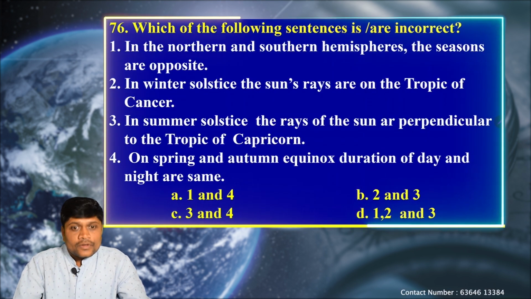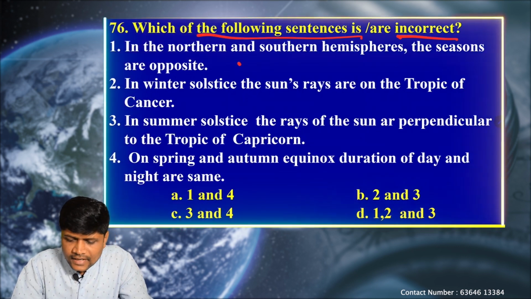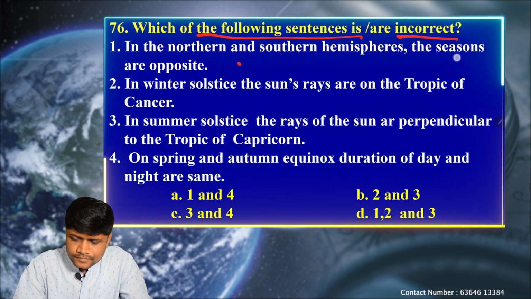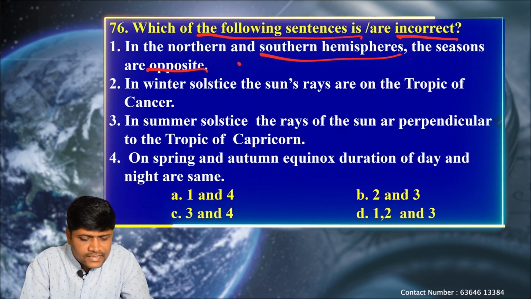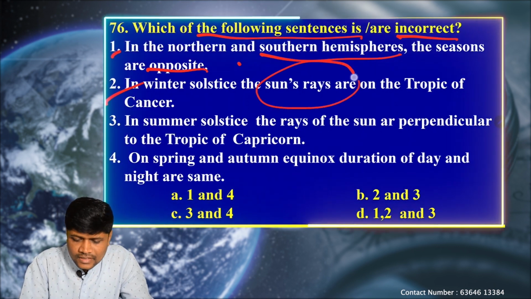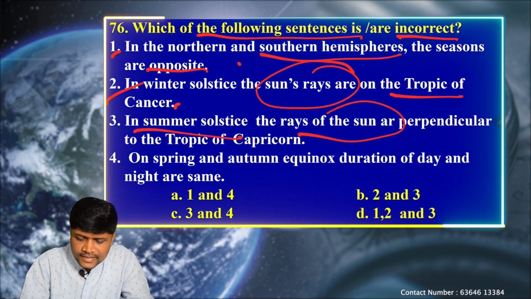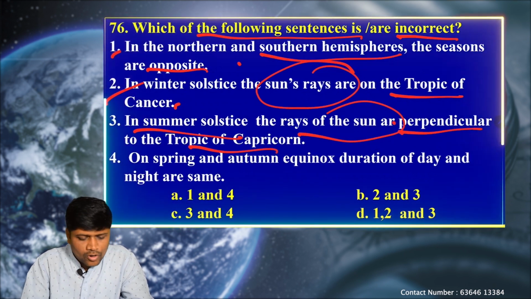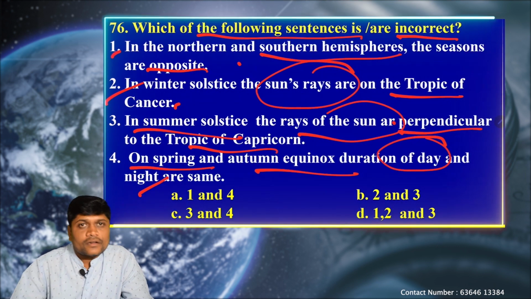Okay. So question number 76. Which of the following sentences is incorrect? In the northern and the southern hemisphere, the seasons are opposite. Second statement. In winter solstice, the sun rays are on the Tropic of Cancer. Next, in summer solstice, the rays of the sun are perpendicular to the Tropic of Capricorn. Next, on spring and autumn equinox, duration of the day and night are same.